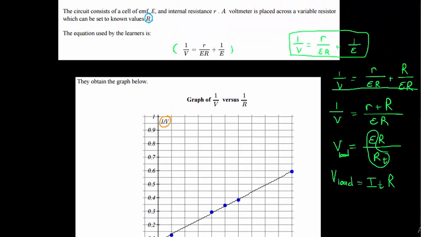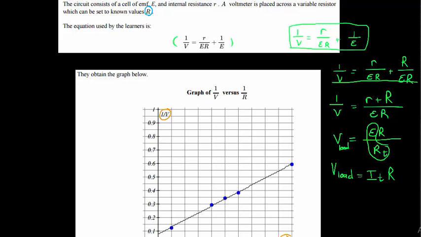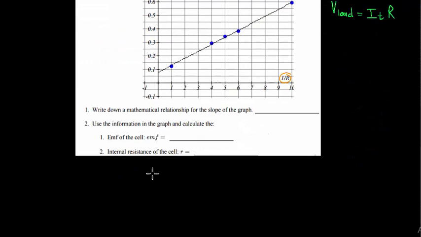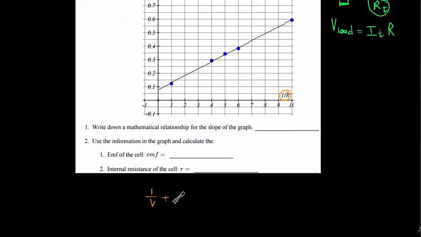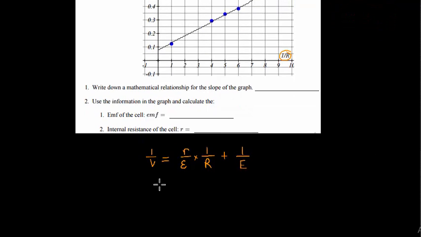So if we go and rewrite this just slightly, we'll get the following: 1 over volts plus, and I just want to rewrite it slightly. Instead of saying R over ER, I just want to say R over EMF times 1 over R plus 1 over E. Now the reason why I want to do that is so that I can have a gradient. Y is equal to mx plus c. So I want a gradient and a y-intercept.